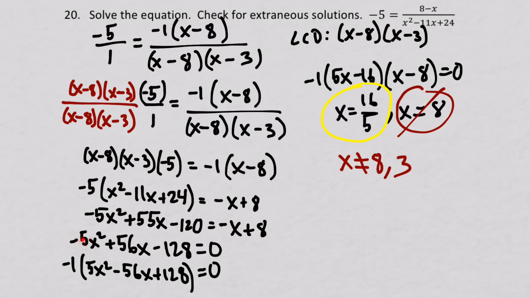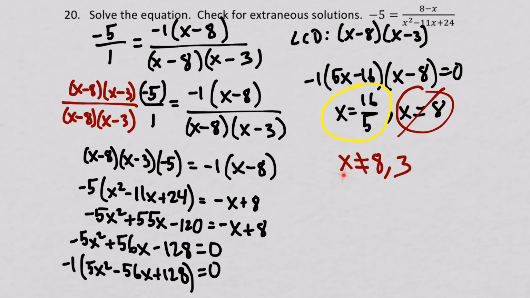And then I went ahead and factored out negative 1 of this one to make it positive, and then I factored this 5x squared minus 56x plus 128, which is factorable, turned into 5x minus 16 and x minus 8. And then these two give me my two solutions, which are 16 over 5 and 8.